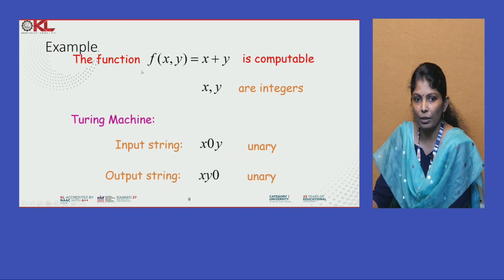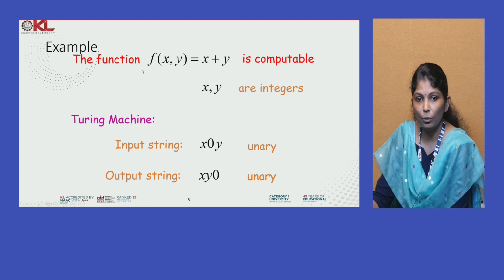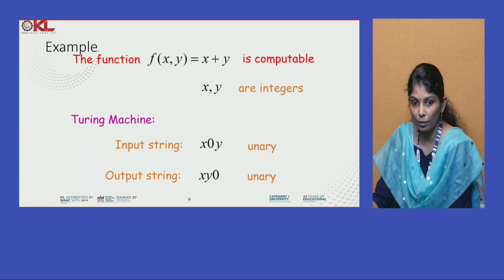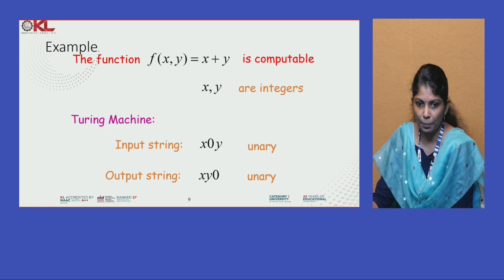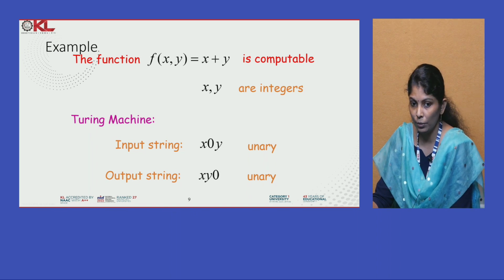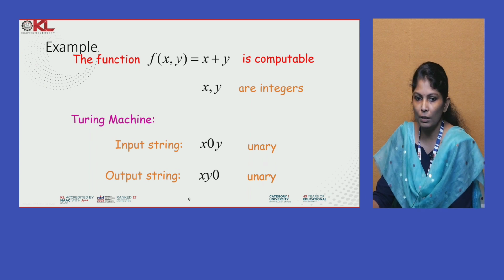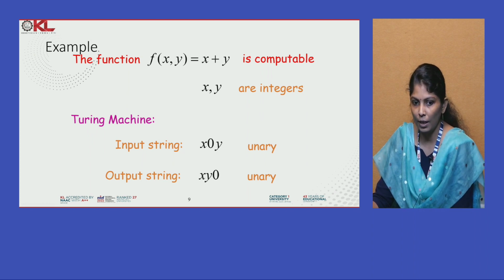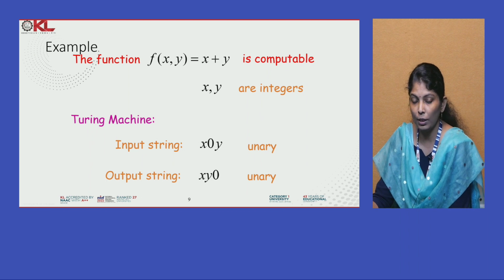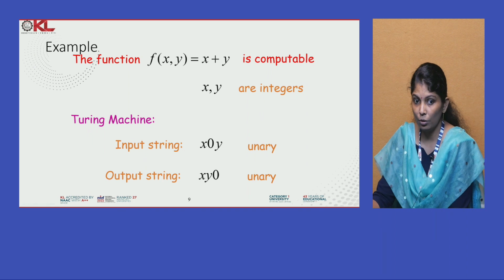So let us take an example. The function f of x,y is equal to x plus y is computable. Here x and y are integers, those are the inputs, and initially the input string will be like this: x 0 y. So x is represented in unary, y is also represented in unary, and they are separated with the number 0. So 0 is used as a delimiter here, and after the execution of x plus y, the memory tape should contain x plus y ones followed by 0. That is, the delimiter will be at the end to show the end of our output. This is the method we are going to use here.